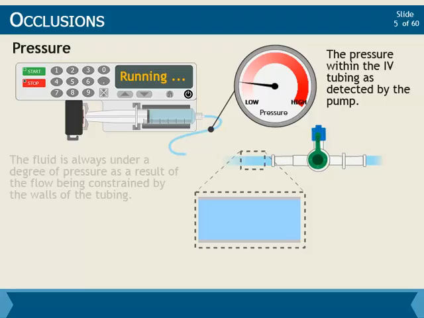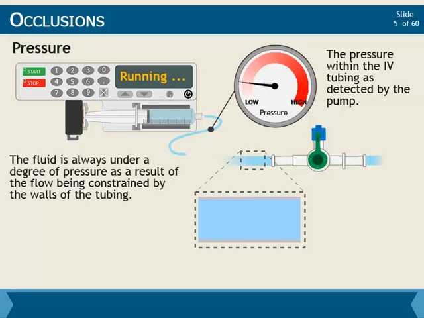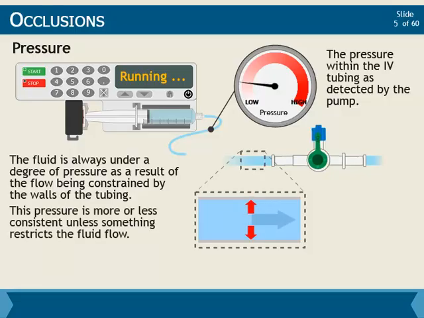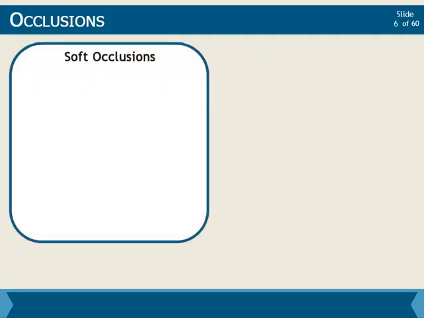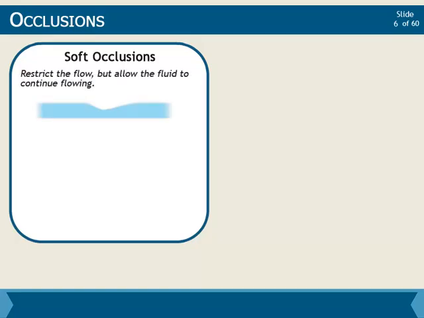Within the setup, the fluid is always under a degree of pressure as a result of the flow being constrained by the walls of the syringe and tubing. This pressure is more or less consistent unless something restricts the fluid flow, creating back pressure. There are soft occlusions, which restrict the flow but allow the fluid to continue flowing. An example is the slight compression or squeezing of the IV tubing. Pressure will rise, but as flow can continue, it will eventually plateau at the increased pressure level.